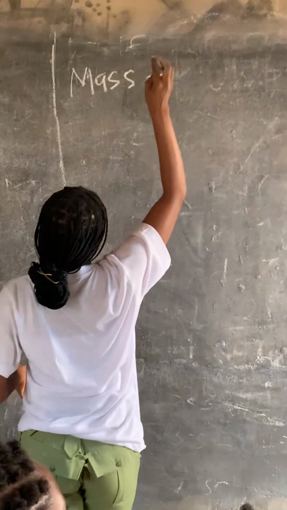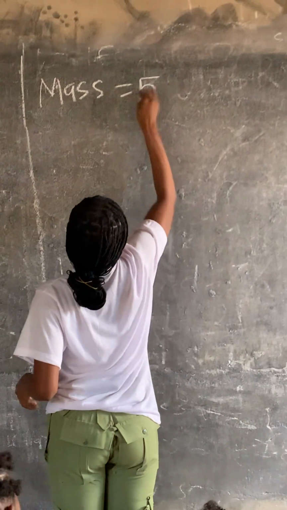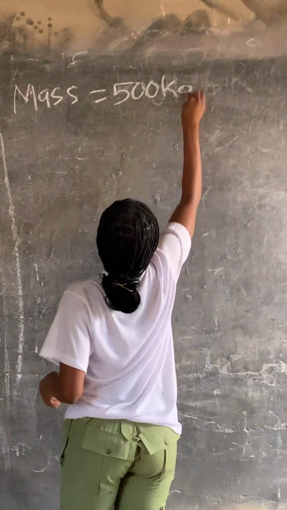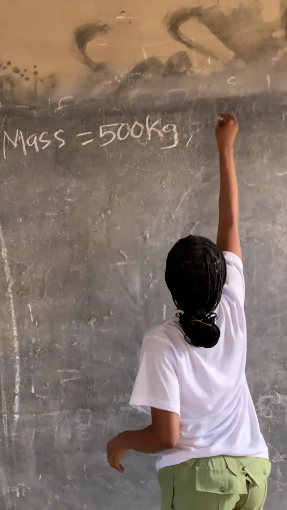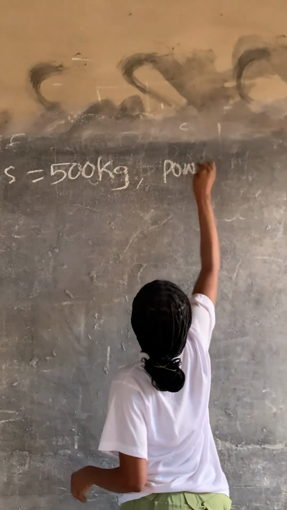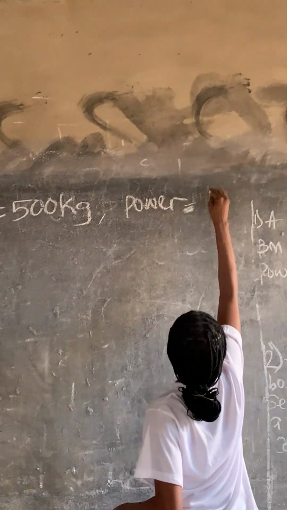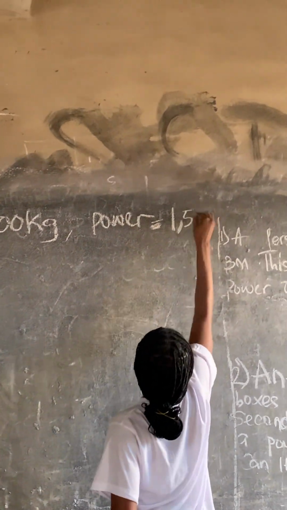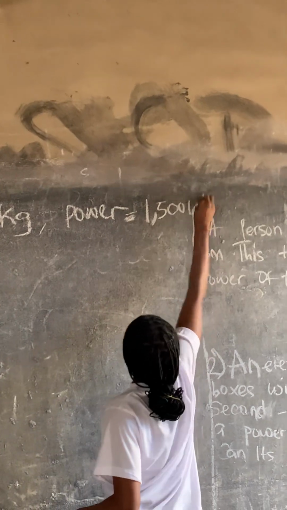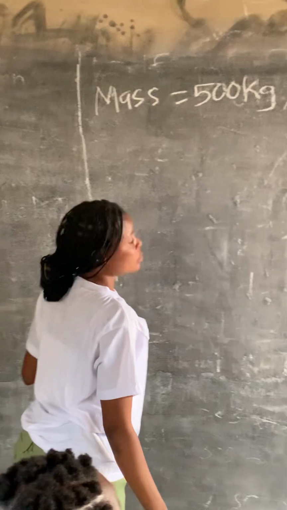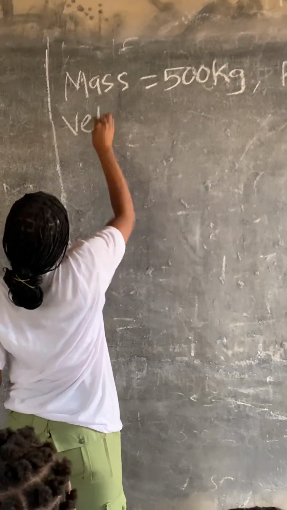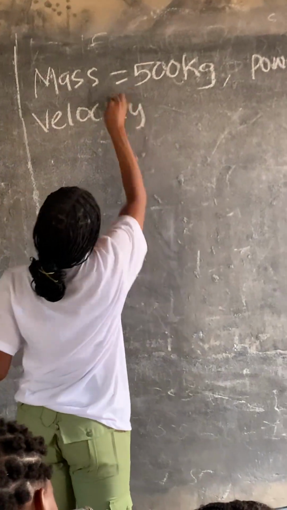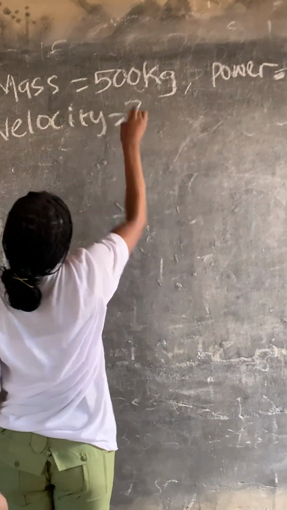Okay, that's an example of what? 500 kilograms. Okay, what's the second parameter? Power, which is what? 1,500 watts, right? Okay, what's our next parameter? That's all. So now we are asked to find what? Velocity. We are asked to find velocity, right? That means velocity is not given.